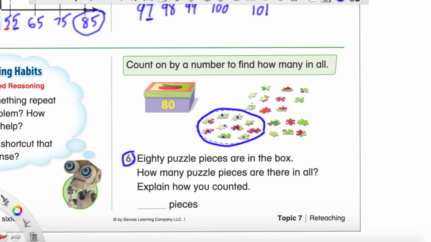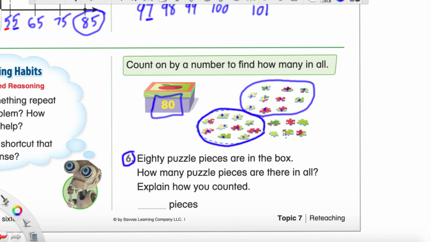Okay, so let's check our work here. I'm going to do the same thing. So remember, when we have a problem like this, they are already telling us how many pieces are in this box, and they want us to make groups so we can count a little bit easier. So I'm going to need to make another group of 10, so I'm going to count all the way to 10. 1, 2, 3, 4, 5, 6, 7, 8, 9, 10. I stop because I reached 10, and I circle those pieces that I just counted.